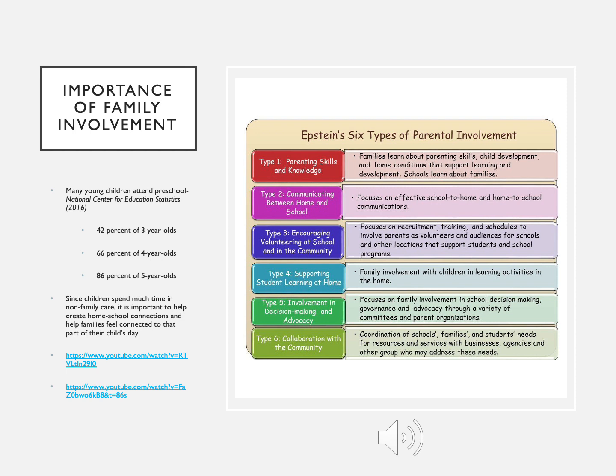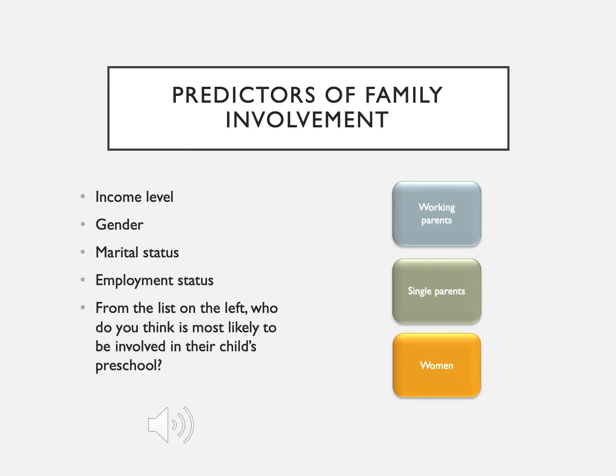And then we'll also talk on the next few slides about some indicators of why family involvement might be lower, as well as some barriers and benefits to family involvement. On this slide, these are just a few predictors of family involvement. So the first one is income level.